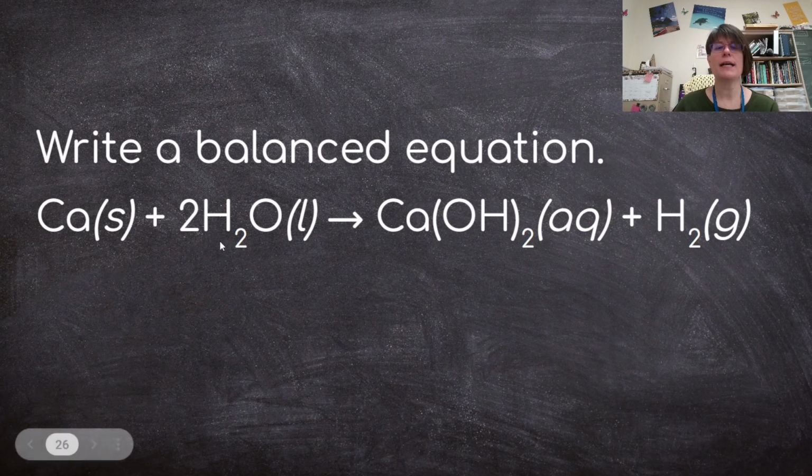Now, I did go back and I had to balance this and put a 2 in front of the water, because remember, when we're balancing water, it's helpful to think of it as HOH. And if I do that, I realize that I only have one OH here, but I have 2. And also I only have one H out front and I have 2 here. So putting a 2 out front balances that.